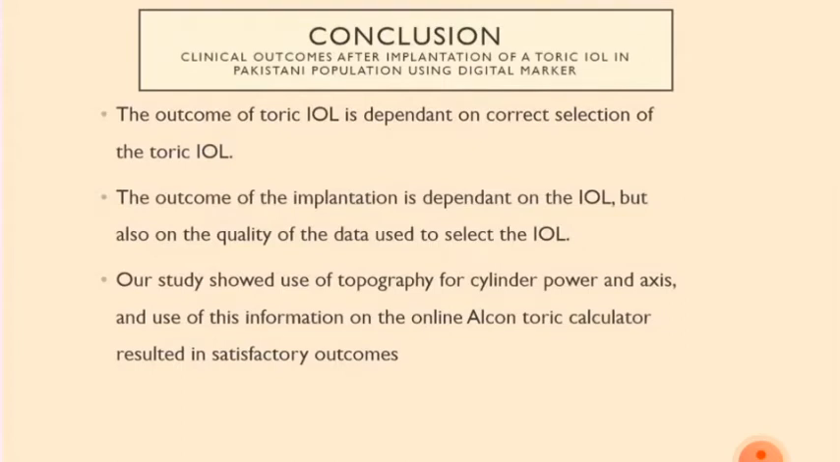So the outcome of this study is that the result is dependent on correct selection of the toric IOL, and that's very important. How do you select the toric IOL? So toric is all about astigmatism. How do you calculate astigmatism? In my practice, I use the subjective methodology, the autoref methodology, the biometry IOL Master methodology. I use Topolyzer, and I use topography. And based on that, we then make calculations.